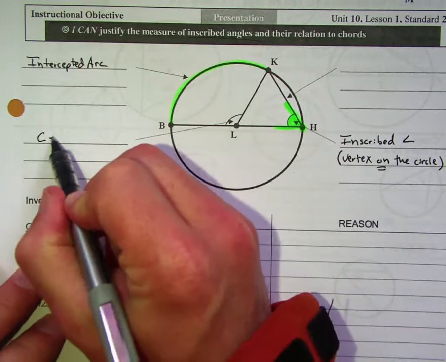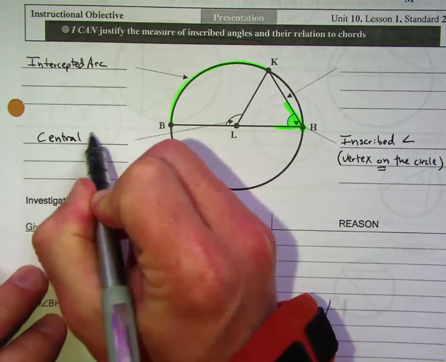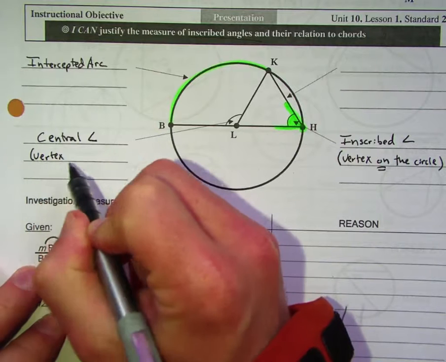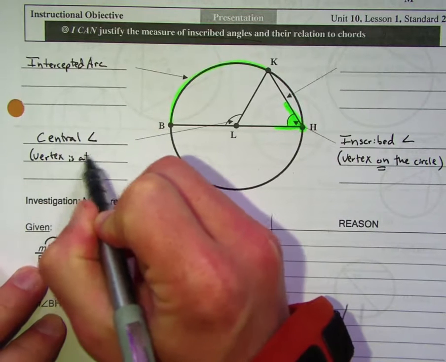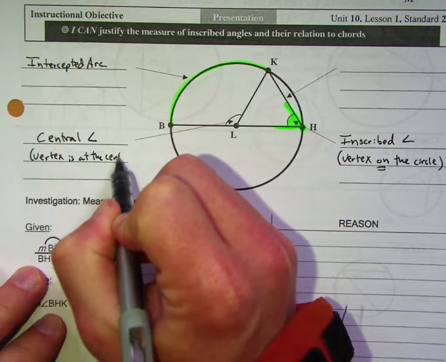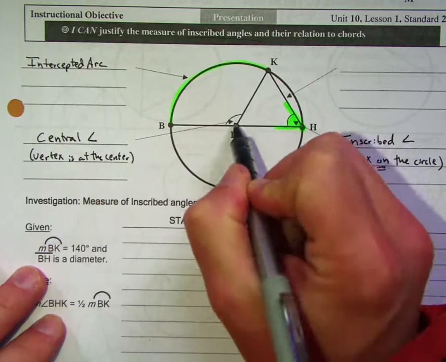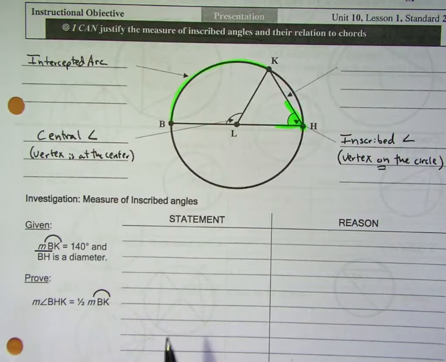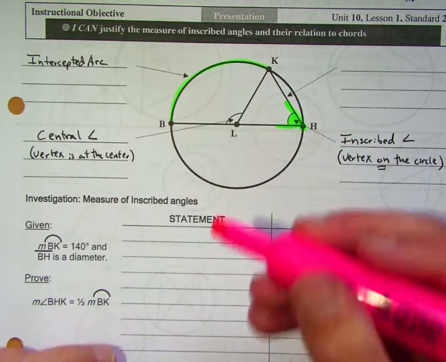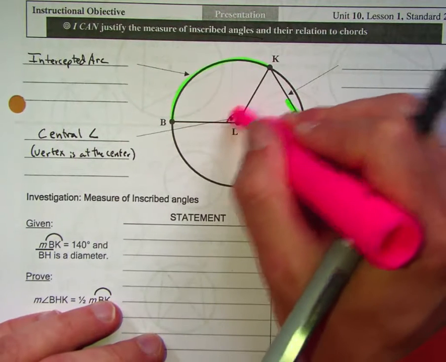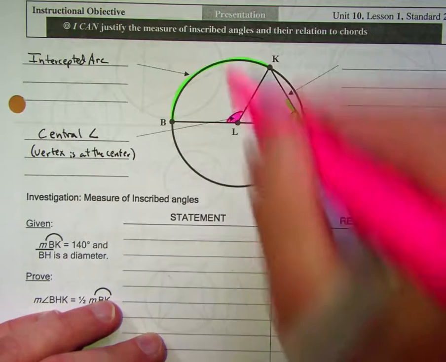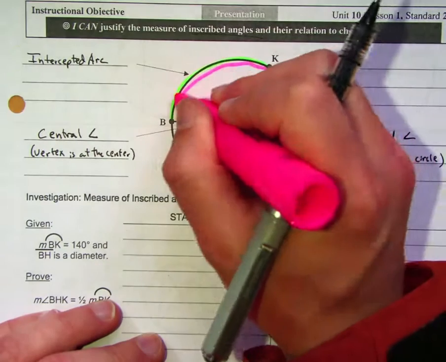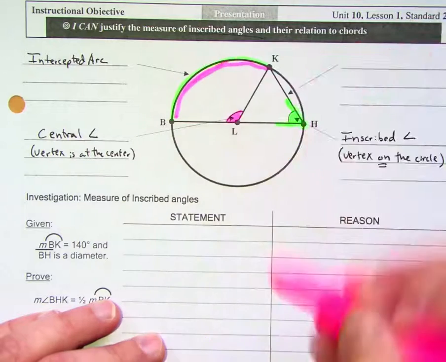This here is a central angle. Notice the vertex is at the center, right here. And if I were to turn its light on for my central angle, its intercepted arc would actually be the same arc, minor arc BK.